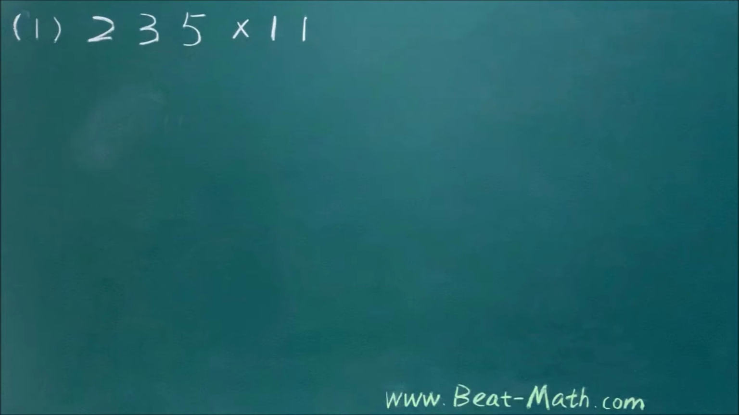235 times 11. First, we put 2 in the first and 5 in the last position. 3 plus 5 equals 8. We put it next to 5. 2 plus 3 equals 5. We put it next to 8. And now we get 2,585. That's the answer. It's so simple and fast, right?